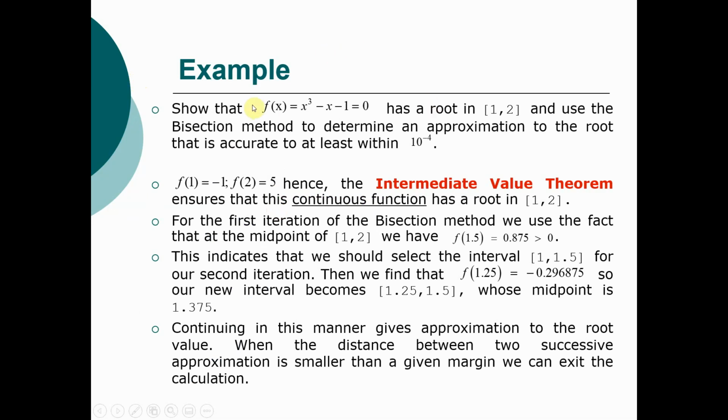So this is an example for you to work on. We have a function, we want to find the root. F of 1 is -1, so it's negative. F of 2 is 8 minus 2 minus 1, so it's 5, it's positive. So we know that there is at least one root between 1 and 2. We want to find it with this much threshold.